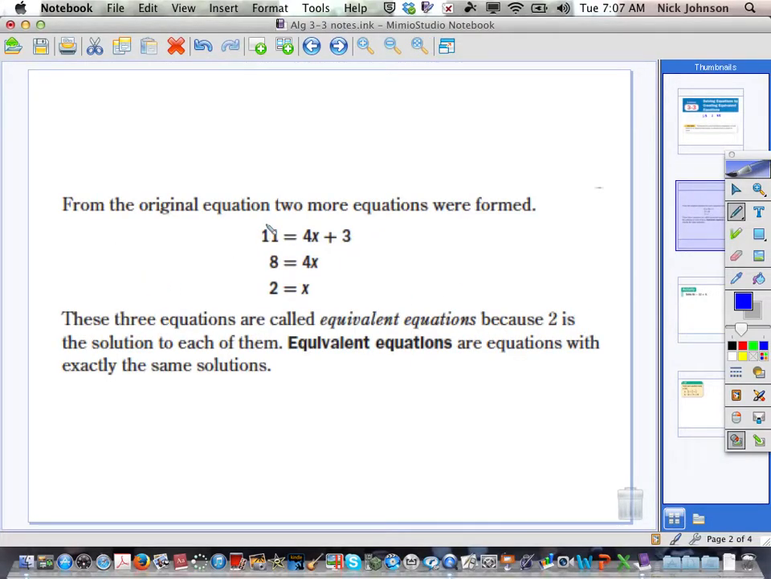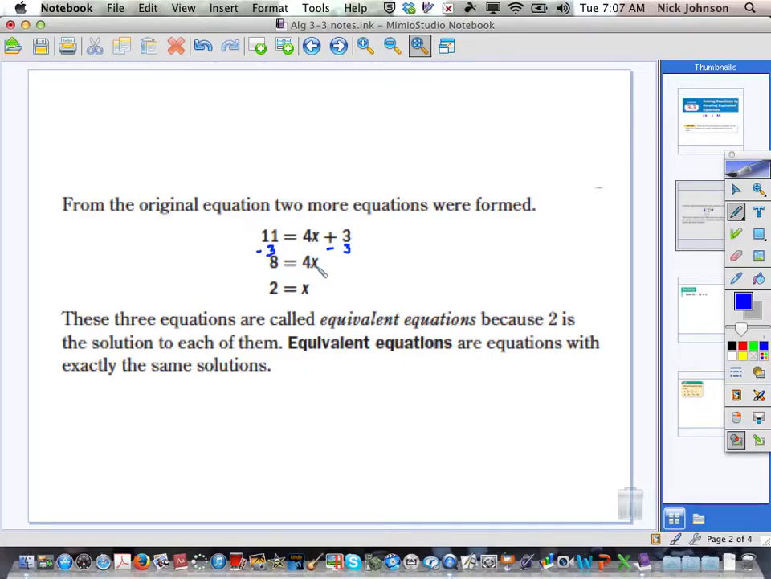So it says from the original equation, two more equations are formed. If you look at this, 11 equals 4x plus 3. On the right-hand side is the variable x, so they want to get x by itself. The first thing they needed to do was undo their addition or subtraction. So the inverse of adding 3 is subtracting 3. Whatever you do to one side, you have to do to the other. 11 minus 3 gave you 8. 4x plus 3 minus 3 leaves you with 4x. Leaves me with this equation.